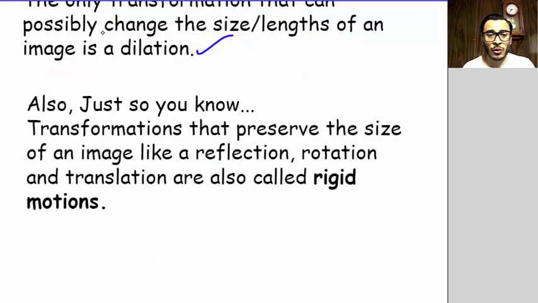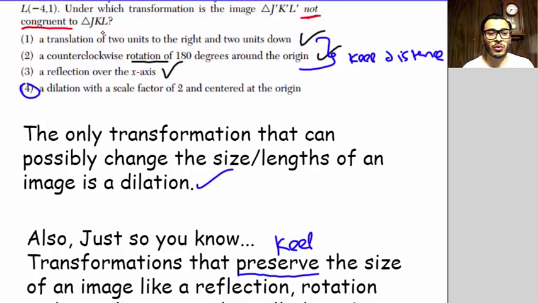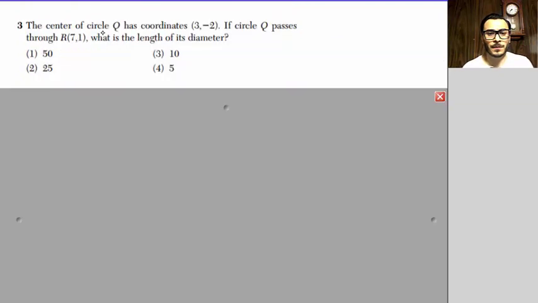Also, just so you know, transformations that preserve, that means keep, the size of an image, like a reflection, rotation, and translation, are also called rigid motions. So these guys here that keep the distance, we call these rigid motions. So if it keeps the distance, it is a rigid motion, like choice 1, choice 2, and choice 3.